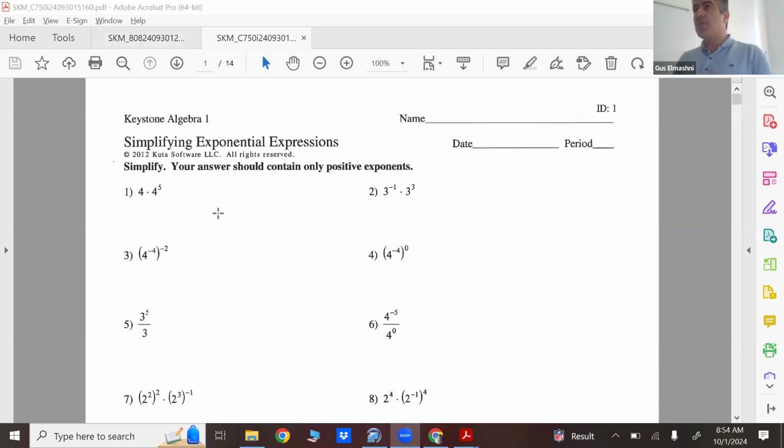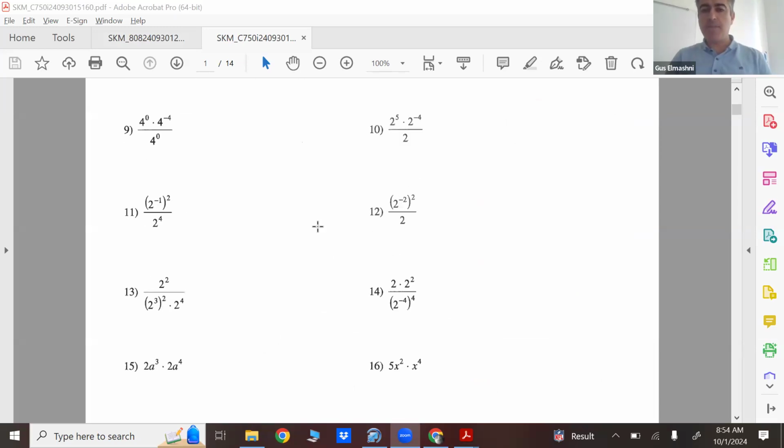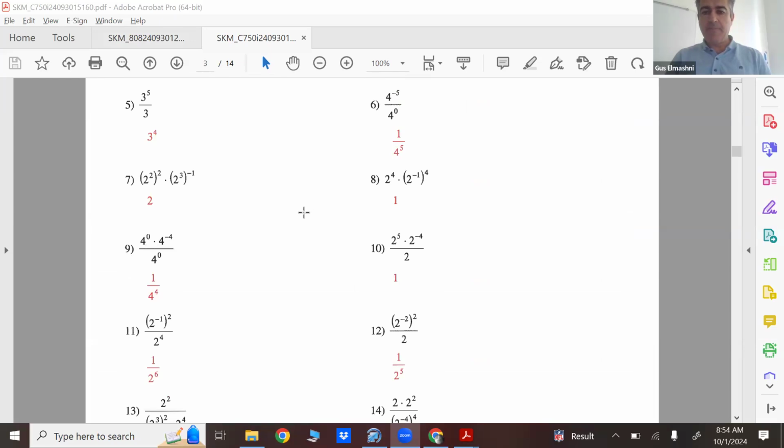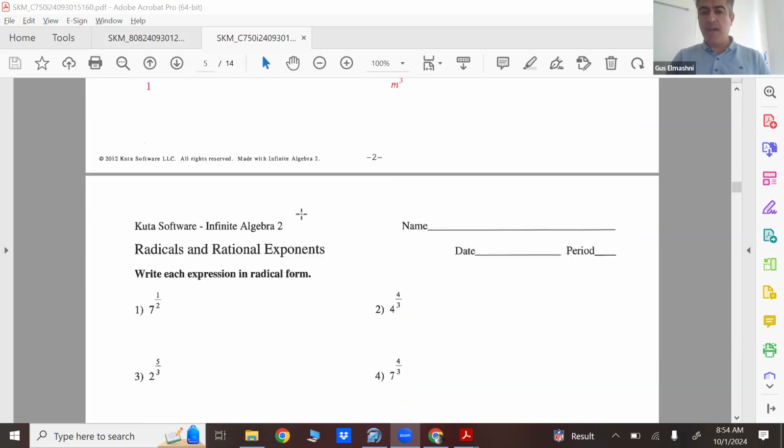this packet. So this packet, I'm gonna make due Friday. I think I have it due Wednesday. Let me go to Schoology and make that due Friday. So we're gonna work on this packet in class. I'm gonna do a good number of these problems with you right now to make sure you guys are understanding what's happening here. Now this packet has 4 problem sets: simplifying exponential expressions, and has the answers afterwards.